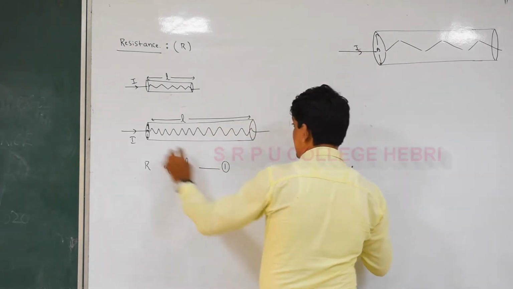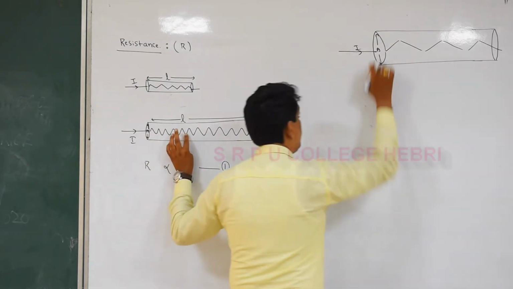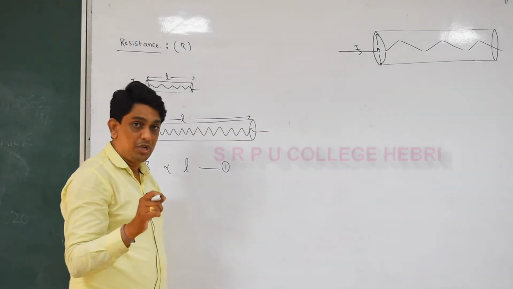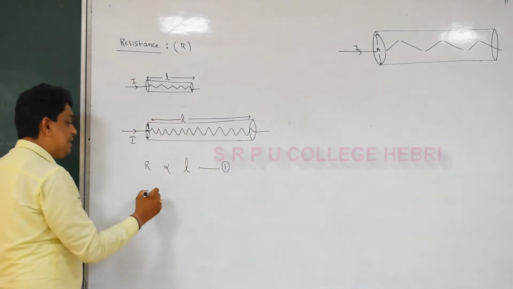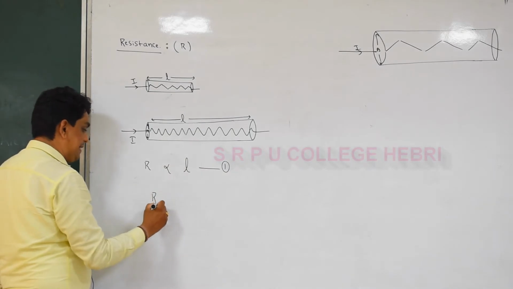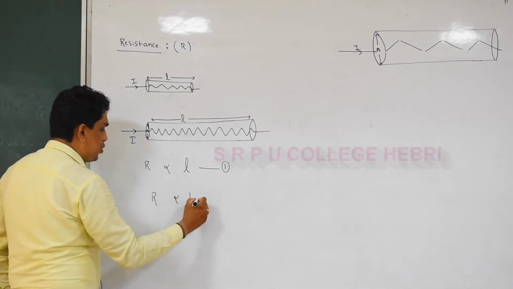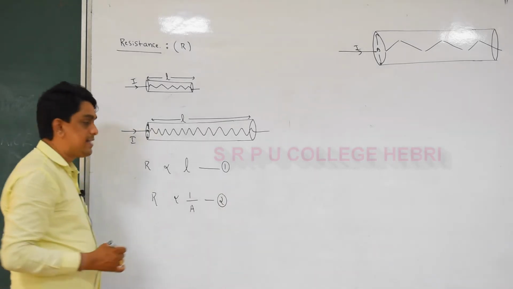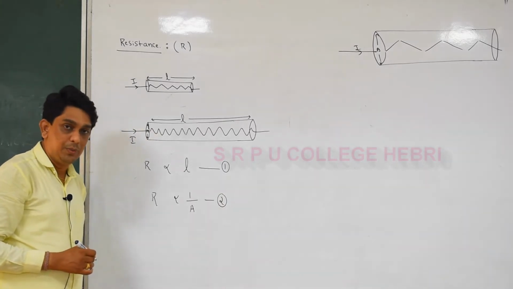Let me use the terms less, more, less. You can see they are inversely proportional to each other. So let me write, resistance in the material is inversely proportional to area of cross section. So let me take this expression as expression 2.